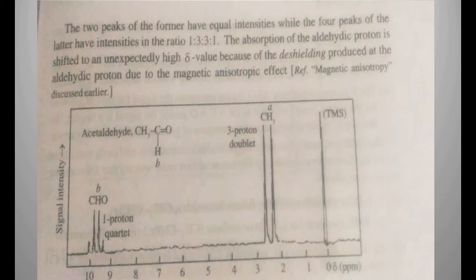In this figure, the 2 peaks have equal intensity, while the 4 peaks of the latter have intensity ratio 1:3:3:1. So you have to look into the peak intensity. For the CH3 peaks, the intensities are almost the same. The absorption of the aldehyde proton is shifted towards an unusually high delta value because of the de-shielding produced at the aldehyde proton due to the magnetic anisotropic effect. Paramagnetic augmentation is assisting; I have already discussed the magnetic anisotropic effect.